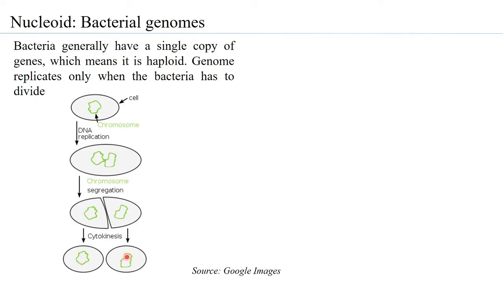Now, these two daughter cells have the same number, or amount, or size of the genome. And again, you will find that these two daughter cells also are haploid. So effectively, what we are trying to look at is that the nucleoid contains only one copy of the genomic DNA. There are no two copies of the genomic DNA, unlike in, say, a human cell.